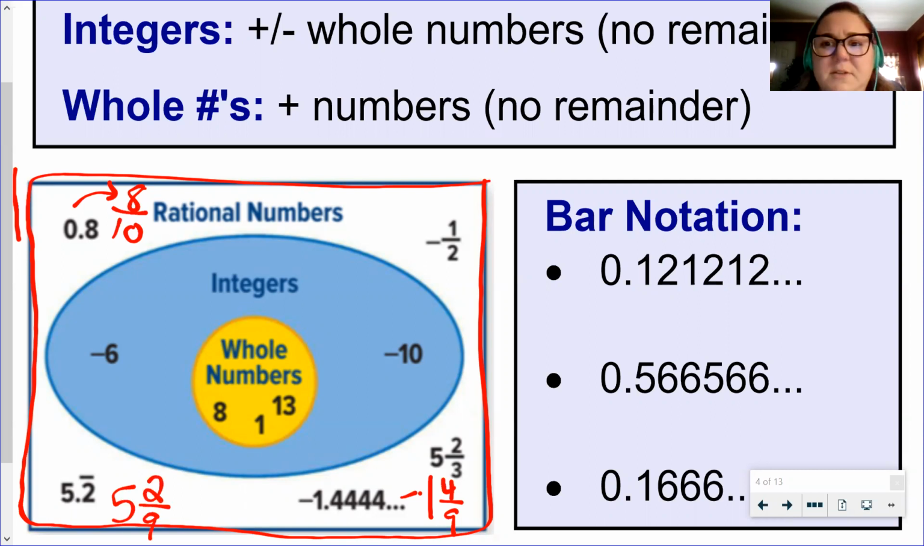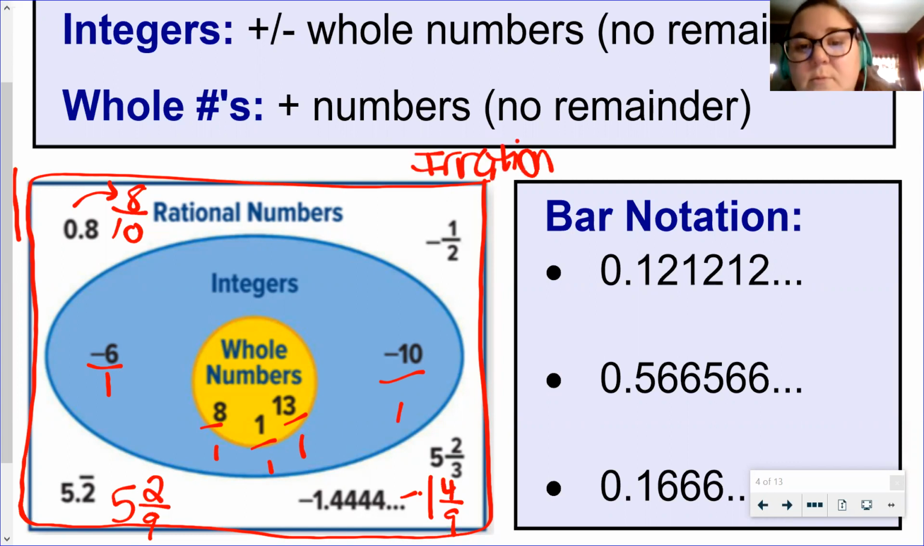How do I write -6 as a fraction? Oh, put it over 1. Guess what? All of these are rational. So any number that I can write as a fraction is a rational number. The only one that you will see as you get older is this irrational number, which is a common one you'll see, pi. Pi is, there is no fraction in the world that is equivalent to pi.